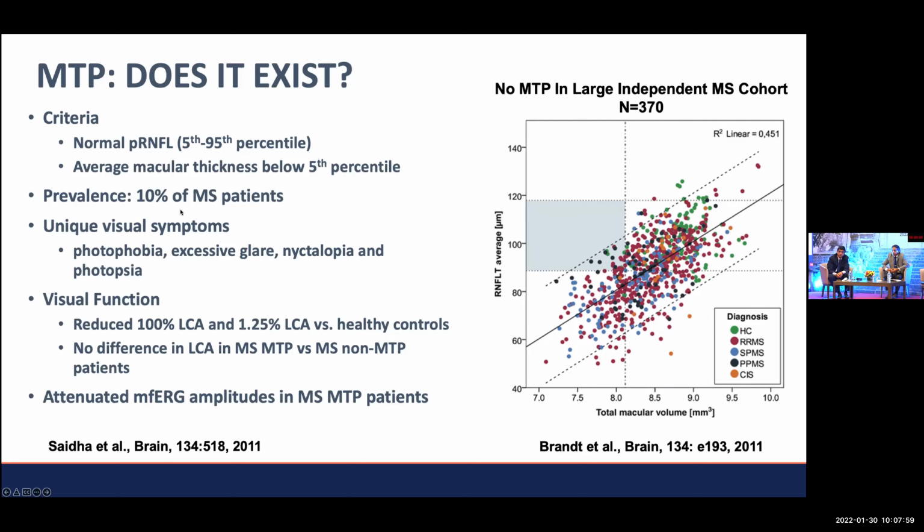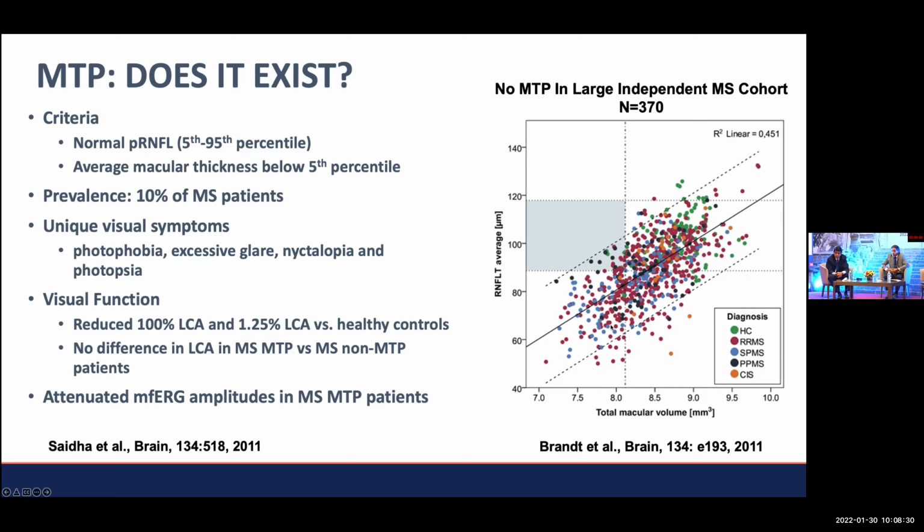They accounted for about 10% of their MS patients, and they had a unique host of both retinal and optic nerve visual symptoms, as well as visual function that showed reduced low contrast acuity and a difference in visual function between MS patients who had this MTP phenomenon and those that didn't, including altered multifocal ERG responses.